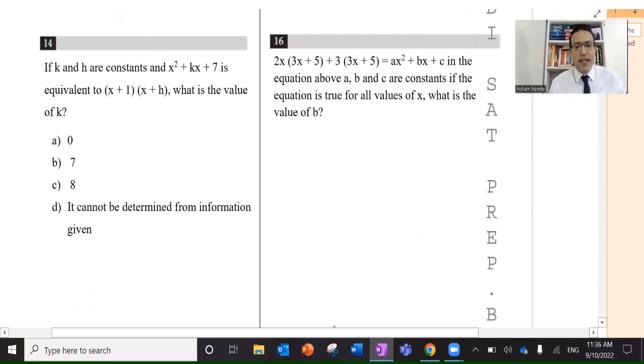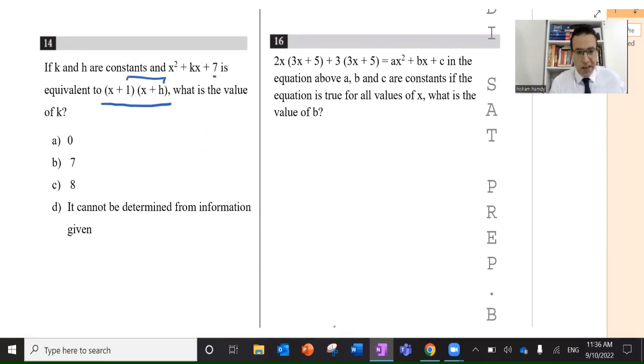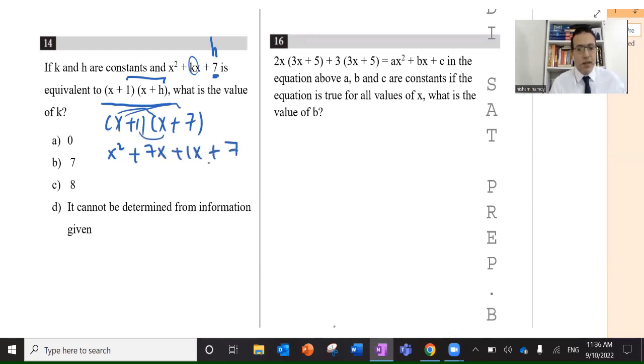Question number 14. x squared plus kx plus 7 is equivalent to that. All the students know that when I multiply 1 by h, it gives me the last term. So let's be smart, don't work hard, but work smart. 1 by h gives me 7. So it's clear for us, this is (x plus 1) times (x plus h), as h is equal to 7. He is looking for k. So let's expand: x by x, x squared, x by 7, 1 by x, 1 by 7. So the middle term is 8x. So the value of k is equal to 8.